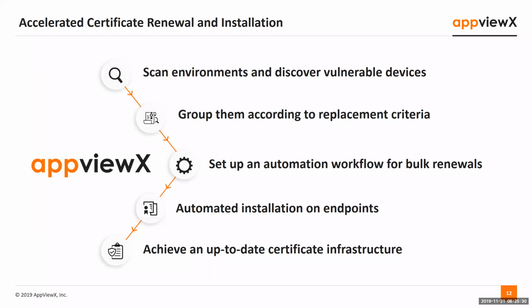So what AppViewX does is it basically scans the environment and it discovers all the vulnerable devices. So basically you can then group them into criteria. The criteria can be based on application, device type, cost center, or a whole bunch of other things. You can group those devices, and you can define an automation workflow for bulk mitigation of those endpoints and bulk mitigation of the certificates that are affected as well.